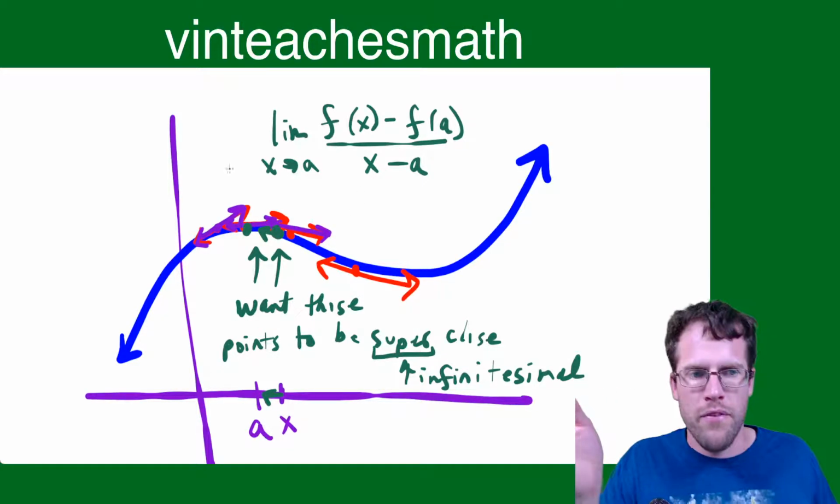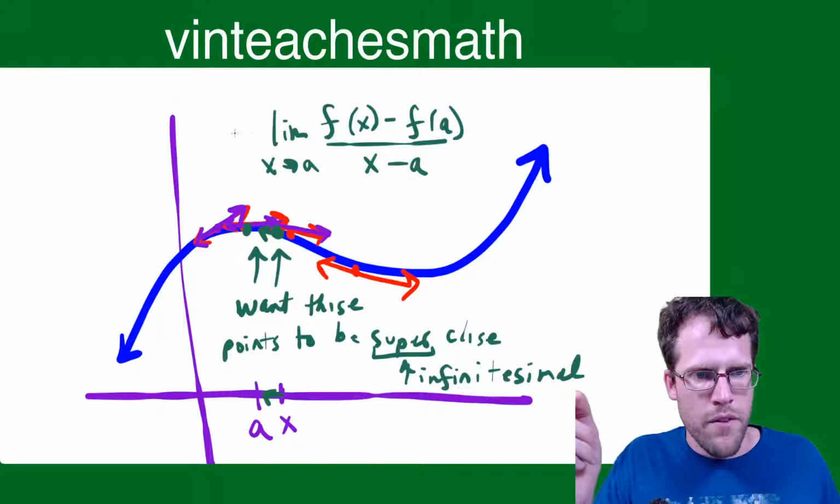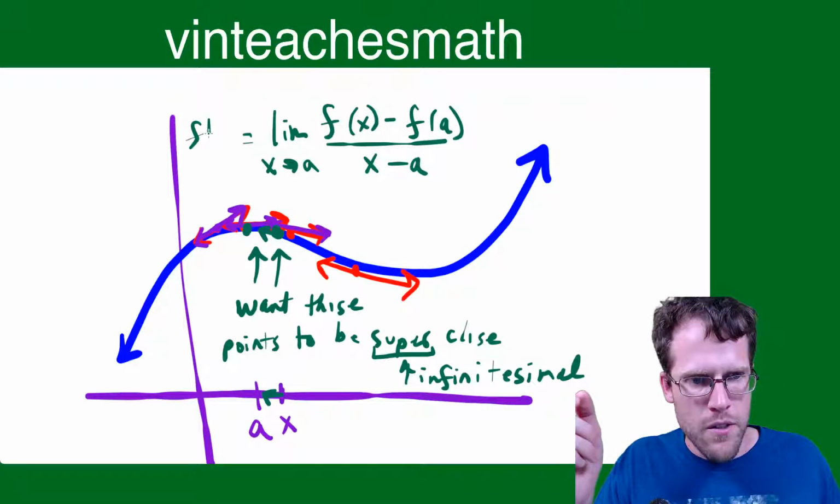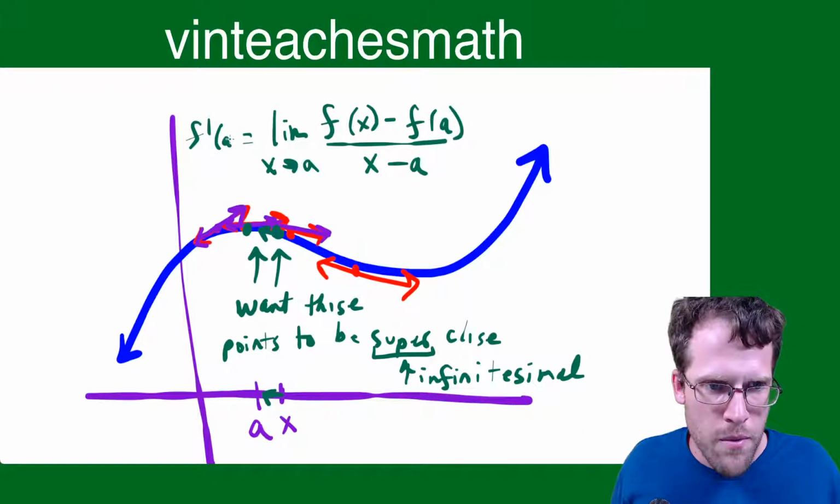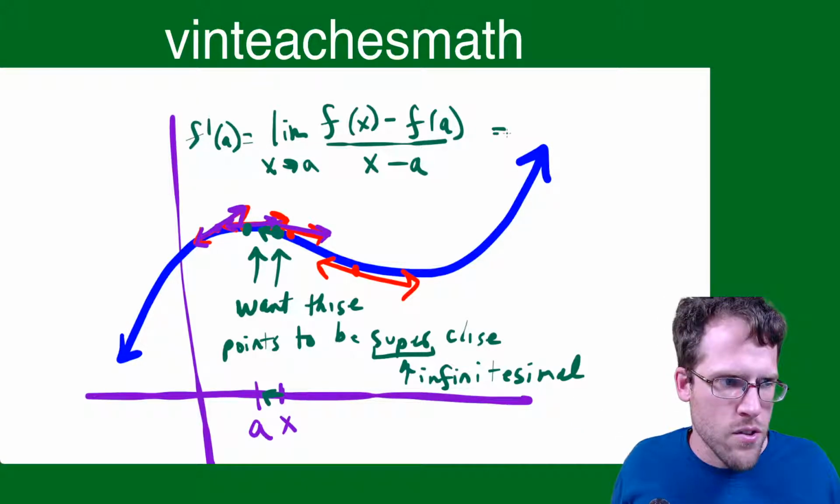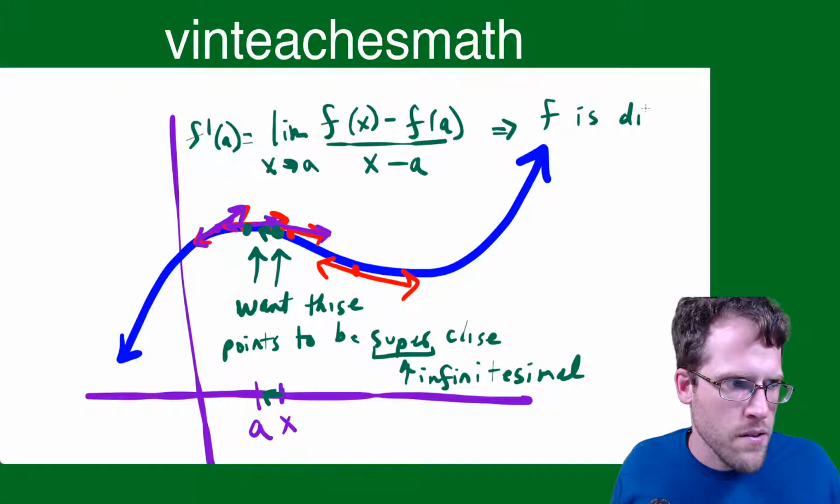So if this limit exists and is equal to f prime of a, let's make that neater, f prime of a, if this is true, this implies that f is differentiable at x equals a.